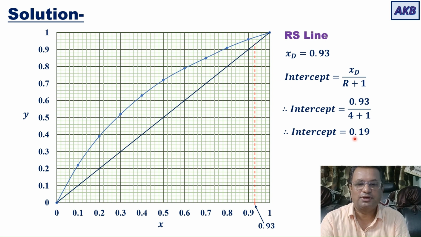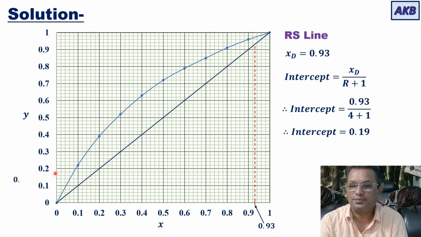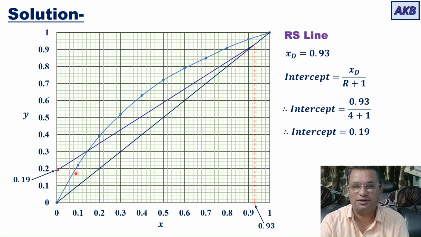Then let us locate the intercept. Intercept is 0.19. So it will be located at this point. This is 0.18, 0.2. So 0.19 will be located between those two values. So here it will be located, 0.19. So now you have this point. You have the starting point for the rectifying section line. Now you can easily draw the rectifying section line. So this is the operating line for the rectifying section. For plotting it, we have used the value of XD, which is 0.93, and the value of the intercept, which is 0.19.